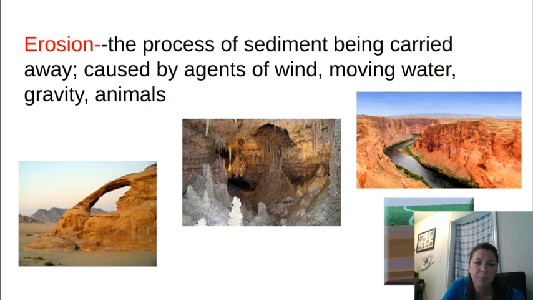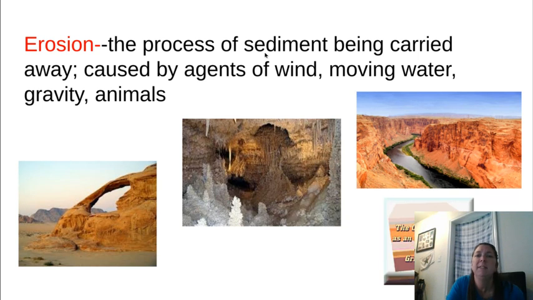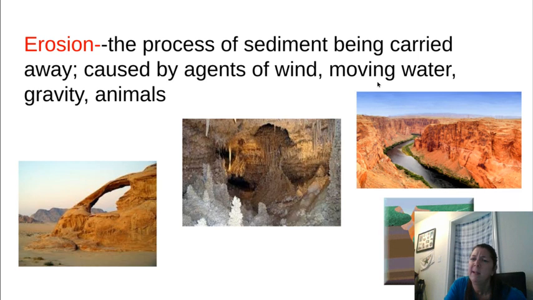Now, the next process we're going to talk about is erosion. Erosion is the process of sediment, or little bits of rock and sand, being carried away. So it's going to move, okay? Things that can cause rock, sand, dirt, and sediments to move would be wind and, again, moving water. It can be simple rainwater, okay? When it rains and you get a flash flood, because we get those a lot here in Texas.